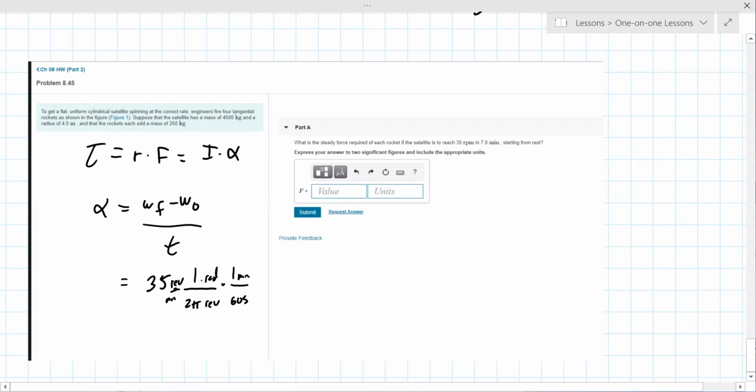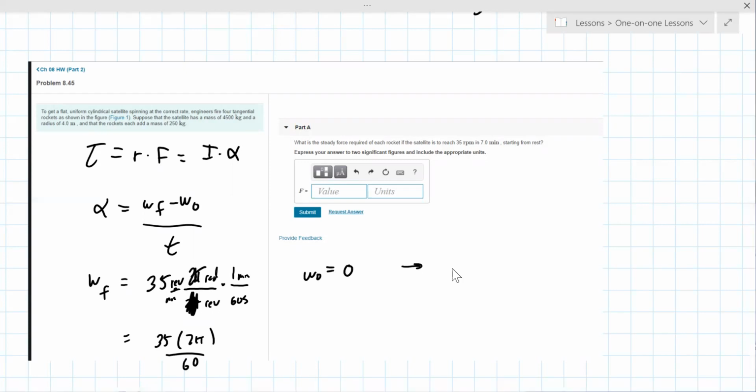Wait, why do I have this wrong? This is not right. 1 revolution is 2 pi radians. Sorry. So your omega final is 35 times 2 pi over 60. Then your omega initial is 0 because you're not moving, and it tells you that your t is 7 minutes. That times 60 gives it to you in seconds.